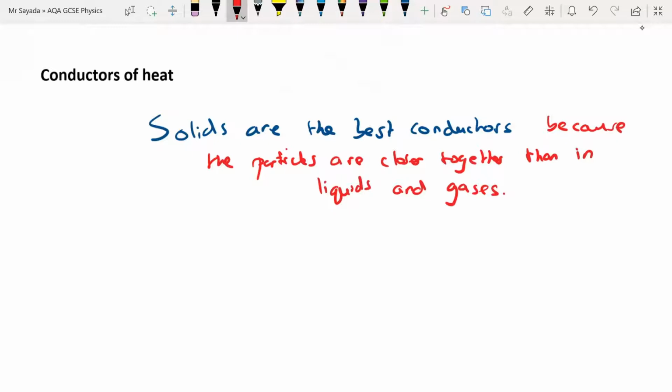This is actually the reason why sound travels faster through solids than it does through liquids and gases as well. So sound can travel faster through solids because the particles are closer together, so those vibrations can be passed on quicker.